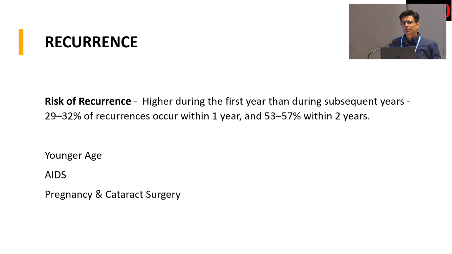The problem with these infections is that there is recurrence, with chances of almost 30% of people recurring in 1 year and around 50% in 2 years, and this is more commonly seen in patients who are younger, who are immunocompromised, and either pregnant or have undergone cataract surgery.